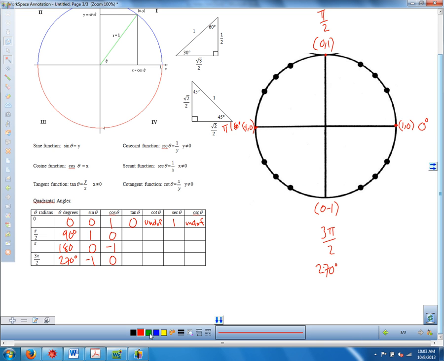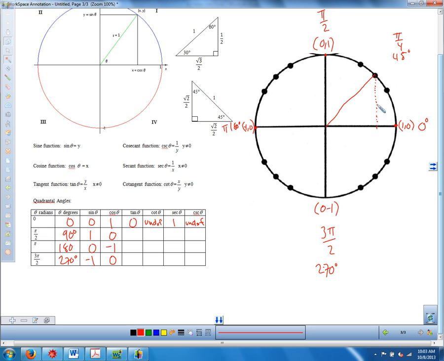So let's start with this angle. And I'm going to draw this. So what angle would this be? What is it? 45 degrees? In radians is pi over 4. So we have a 45, 45, 90 degree triangle here.